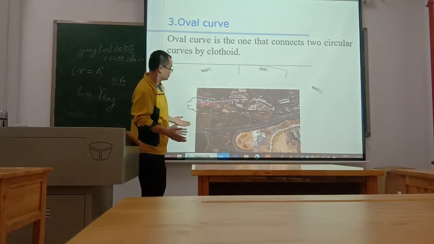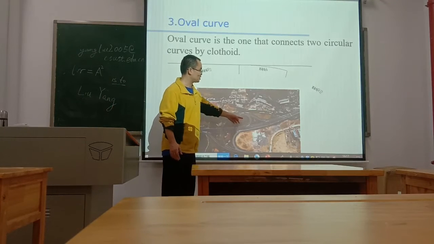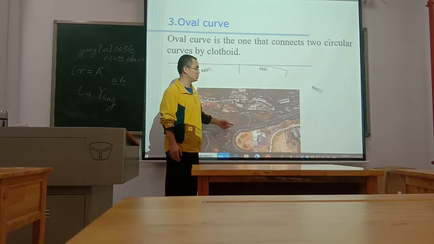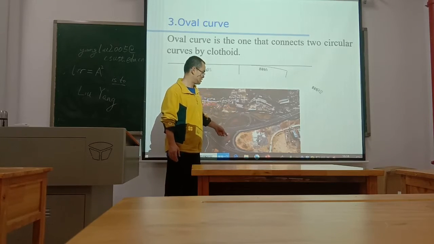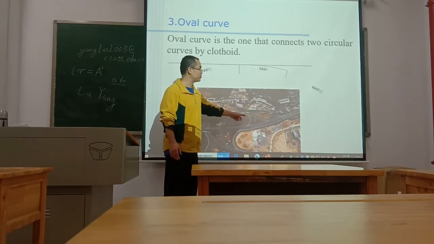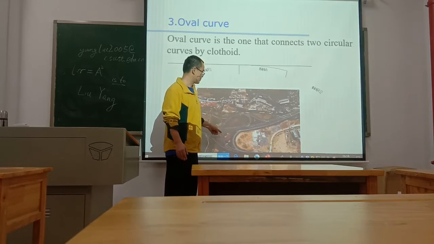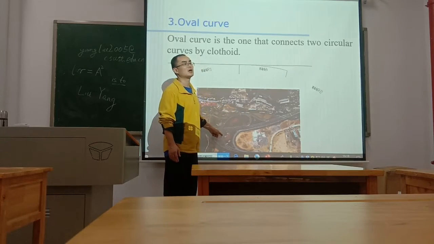In this picture, what's R2? This one is smaller than this. The radius of this one is smaller than the other one.